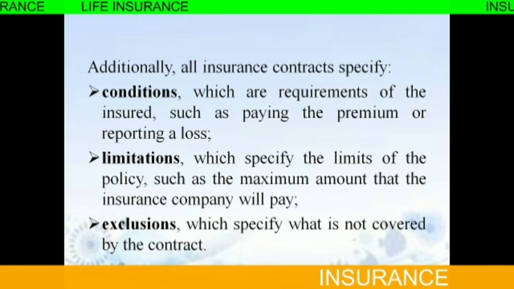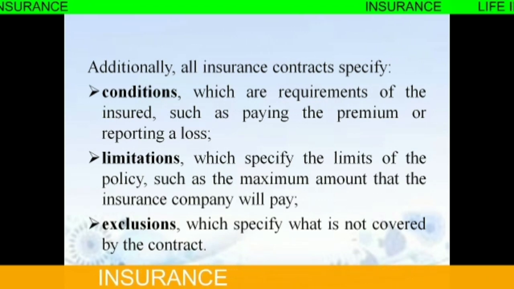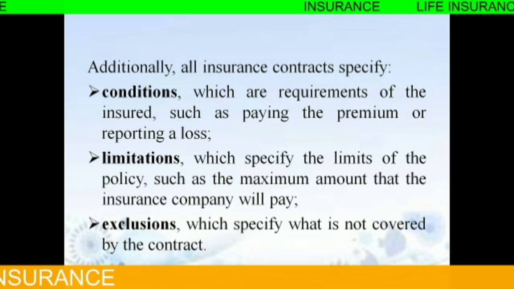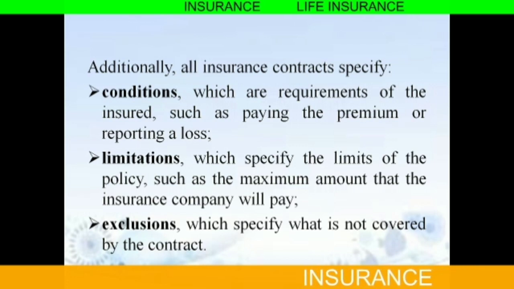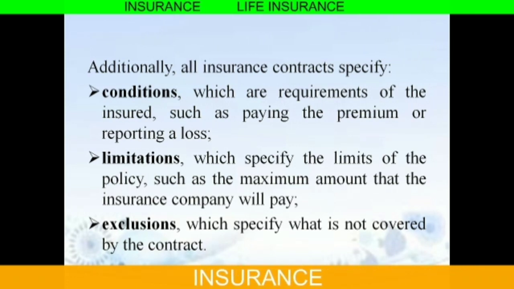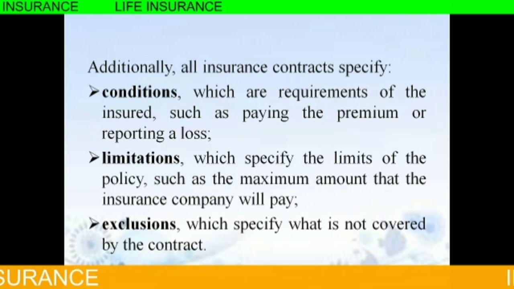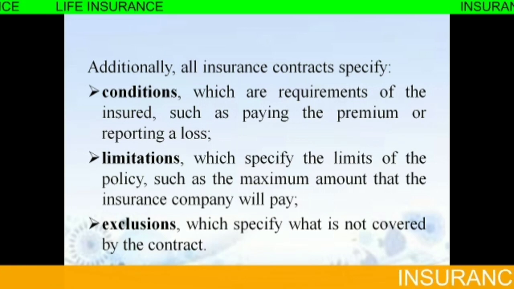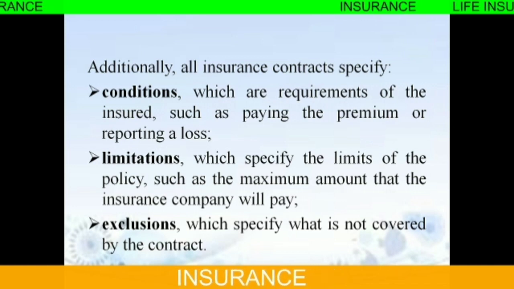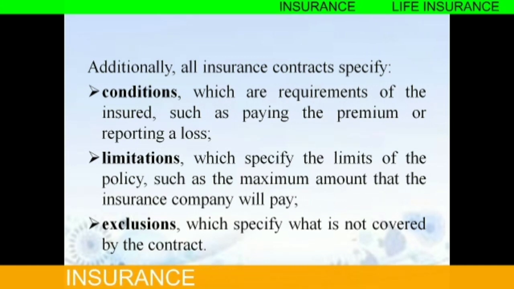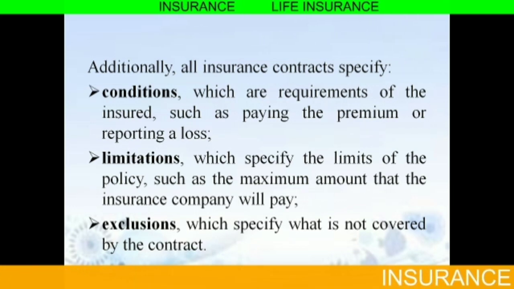At the same time we are going to discuss the exclusions, that is, certain things that are not covered under a life insurance policy. So that is also there in the policy. One is what the conditions are, and the second one is regarding the limitations of the policy, that is, the maximum amount and the minimum amount of the policy, and what the exclusions of the policy are. That means there are some things which are not covered in the policy, and that is called exclusions.